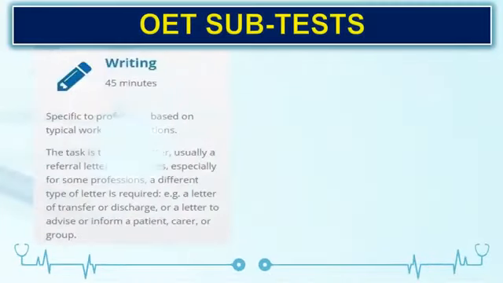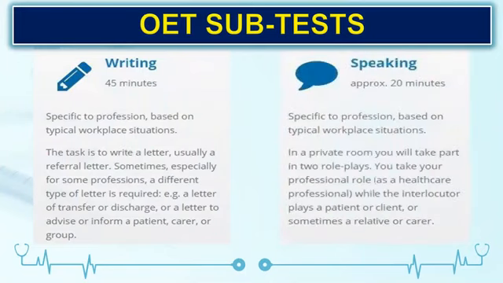The third subtest is the writing, which will last for about 45 minutes. This subtest is specific to a profession, based on typical workplace situations. In the writing subtest, you have to write a letter, usually a referral letter. Sometimes, especially for some professions, a different type of letter is required, for example, a letter of transfer or discharge, or a letter to advise or inform a patient, carer, or group.